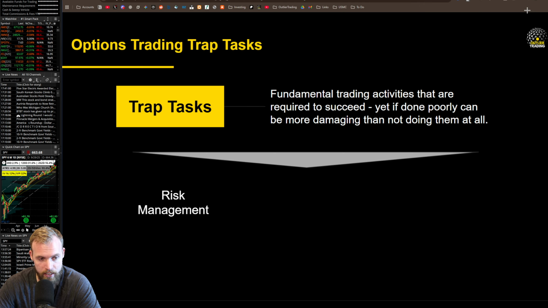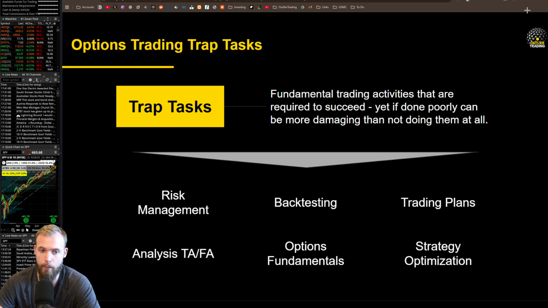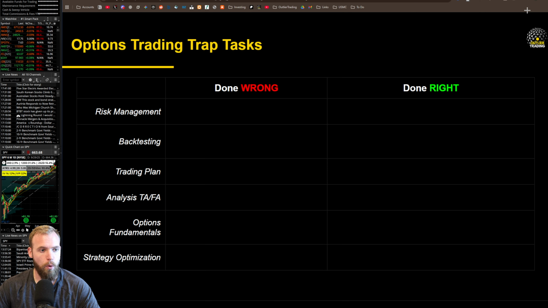Risk management, already alluded to it. Backtesting, trading plans, analysis. So this is like your technical analysis, fundamental analysis, toolkits. The fundamental operations of options. What I mean by this is literally just understanding what options are, how they behave, volatility, different structures, that kind of stuff. And then strategy optimization. So let's talk about each of these quickly. I want to talk first for each about what it looks like when it's done wrong, and then I'm going to show you what it looks like when it's done right.